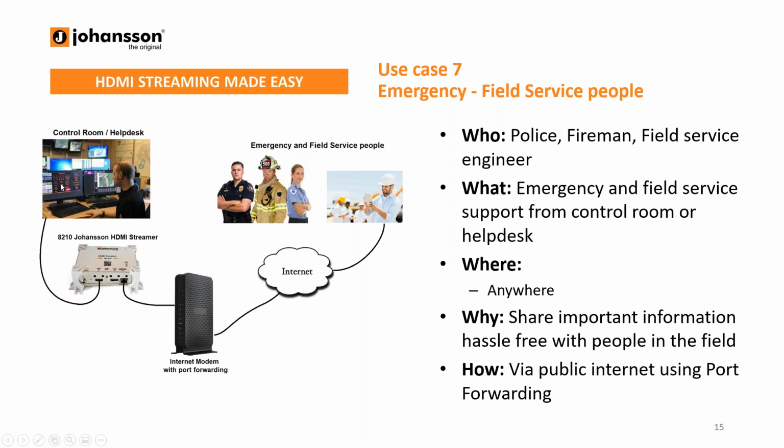So let's imagine that the screen on the left here is connected to our streamer. There's also an HDMI output, so you can connect the output again to the display so that the operator can also see the image. But then the colleagues or the service people in the field can easily access our streamer, again, for instance, via port forwarding.